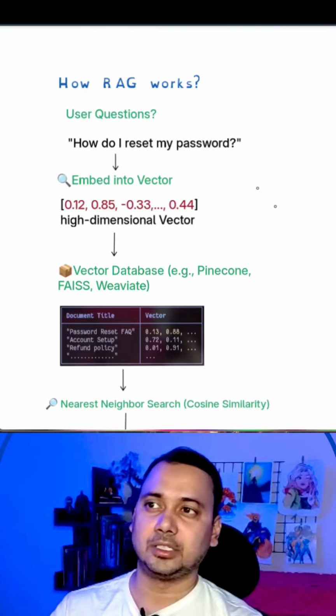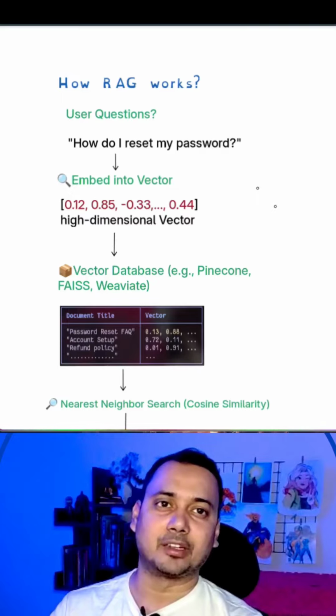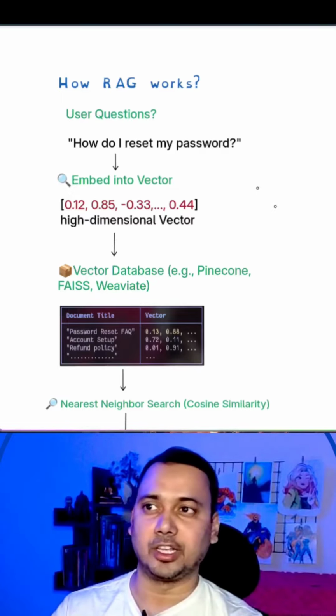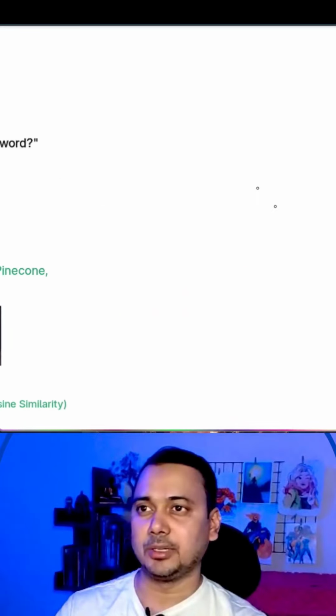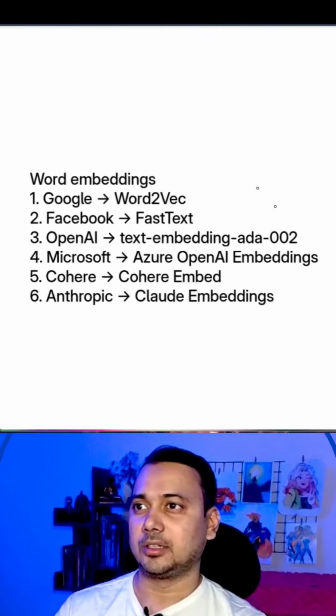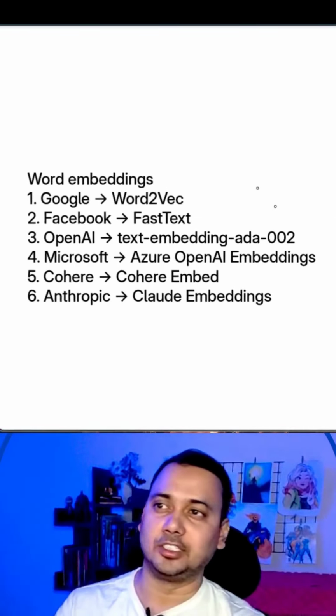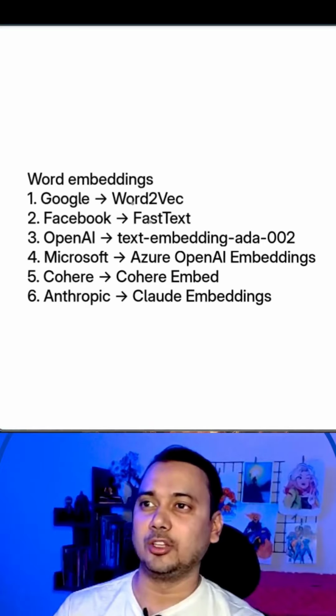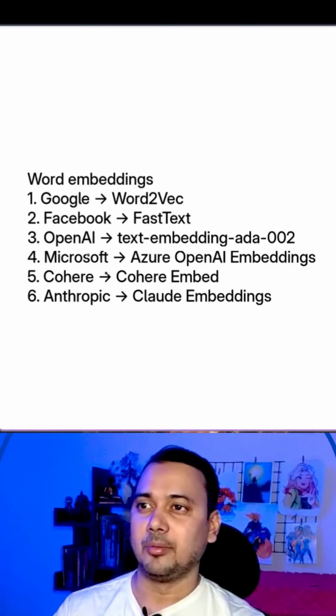Now, this word to vector conversion is a kind of embedding technology, which is used by different organizations. I will show some of the embeddings that are used by the organizations. If you see, Google uses Word2Vec, Facebook uses FastText, OpenAI uses text-embedding-ada-002, Microsoft uses Azure OpenAI embeddings, Cohere uses Cohere Embed.